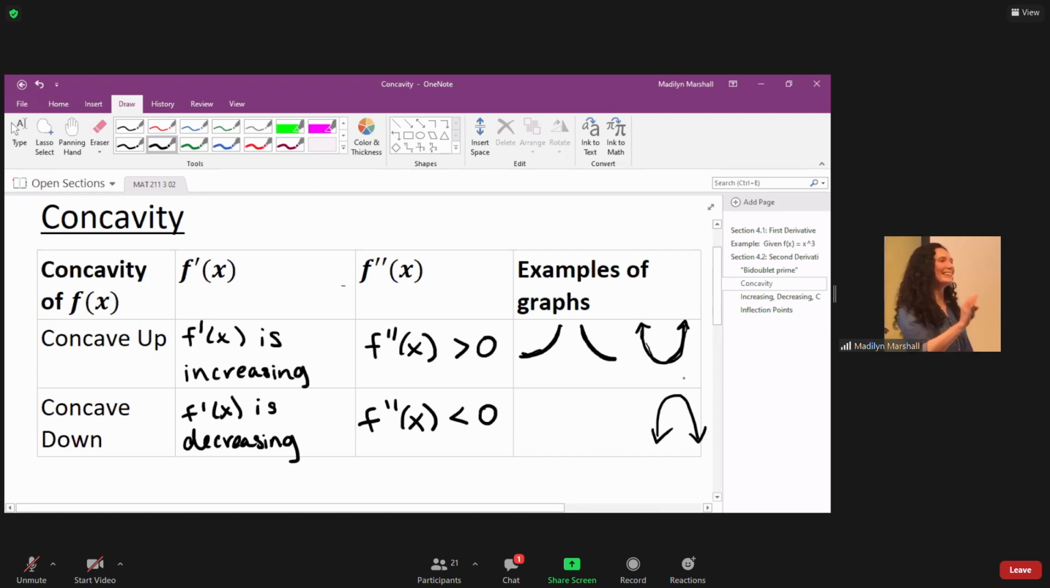So some graphs like these parabolas are fully concave up or fully concave down, but most graphs are made up of pieces and they change their concavity, which is what we will be doing in this section: figuring out where graphs are concave up and concave down.